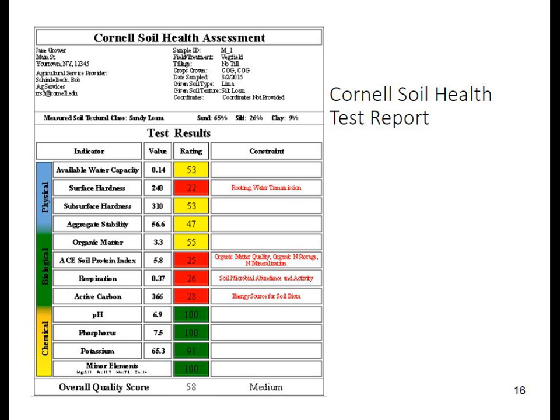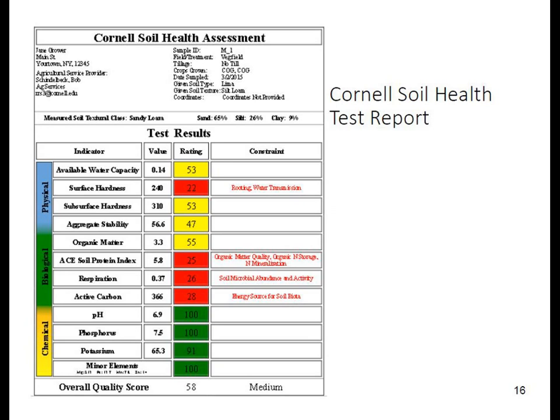So the chemical, biological, and physical tests are pretty straightforward tests, a little bit of a mix of traditional soil testing in terms of chemical analysis for nutrients, and then there are water availability, soil organic matter, and so forth in there.